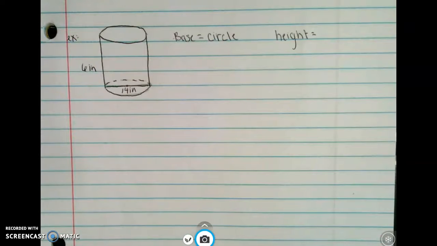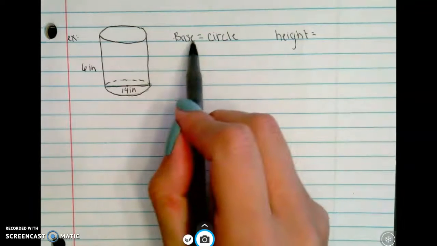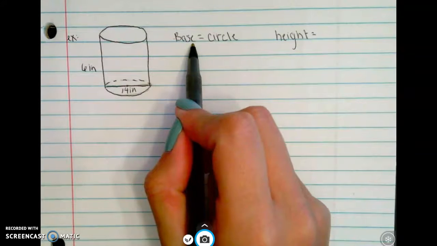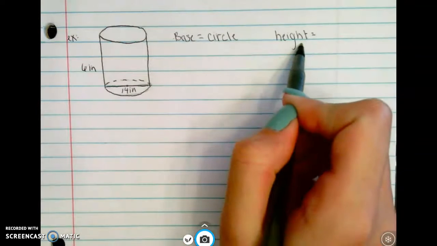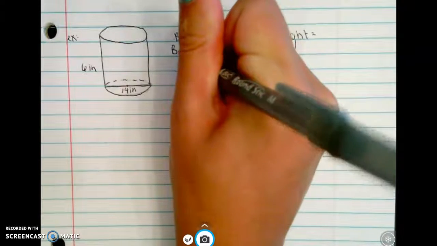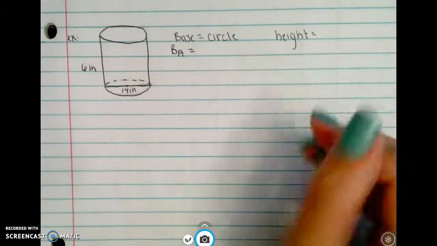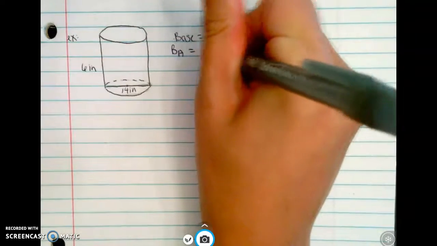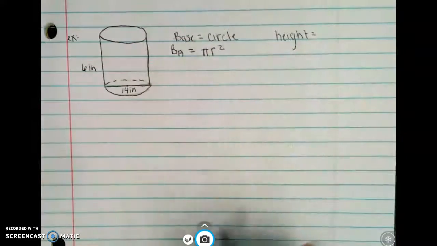And for our second problem, we have a cylinder. So we're going to use the same volume formula as above. So we're going to first calculate the base area and then multiply it by the height of the figure. So since our base is a circle, that's going to be a different base area formula. So the base area formula for a circle is pi r squared.